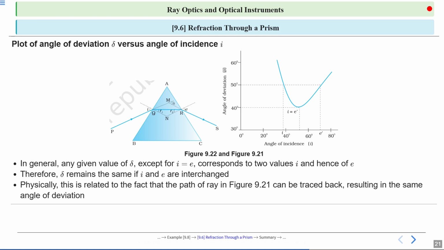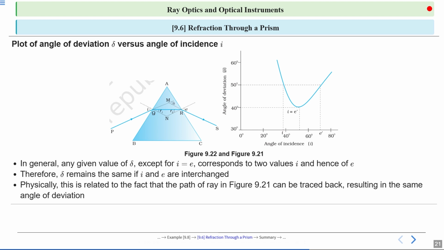So if the angle of incidence is equal to I, then the angle of emergence will be equal to E dash. If the angle of incidence is equal to E dash, then the angle of emergence will be equal to I. Means they are interchangeable. So they can be interchanged.